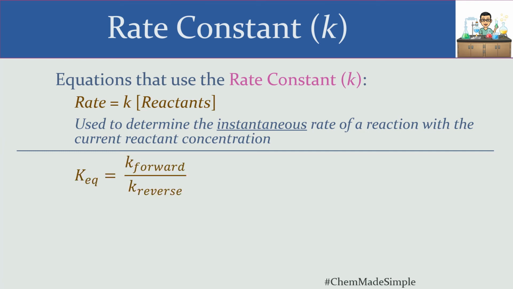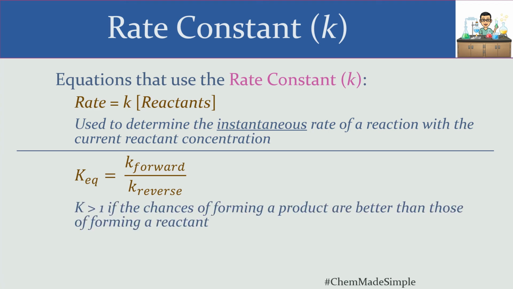Another place that the rate constant pops up is in an expression we can use to determine the equilibrium constant. The rate constant, what we affectionately call little k, which is what today's lesson is about, is not the same thing as the equilibrium constant, sometimes called big K or capital K. You may be very familiar with the equilibrium constant as being equal to products over reactants. This is an alternate version of the equilibrium constant.